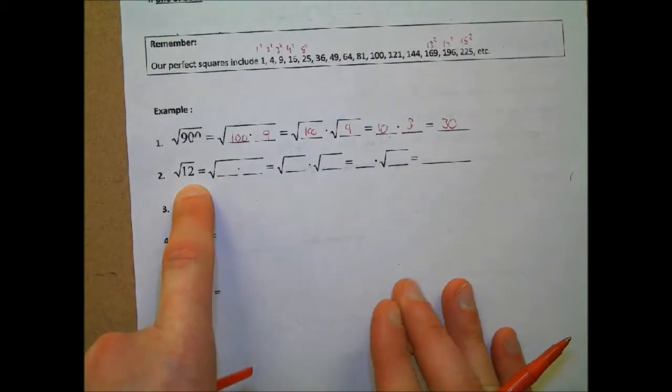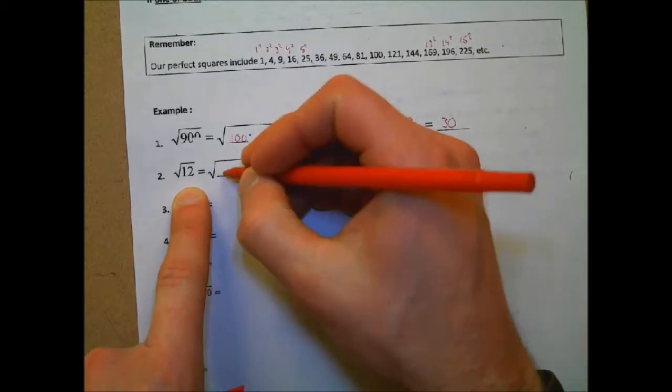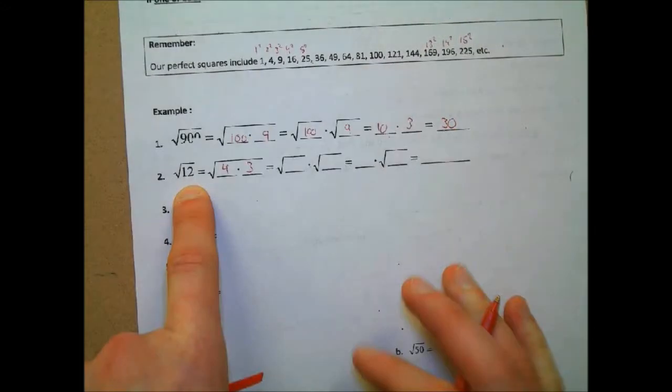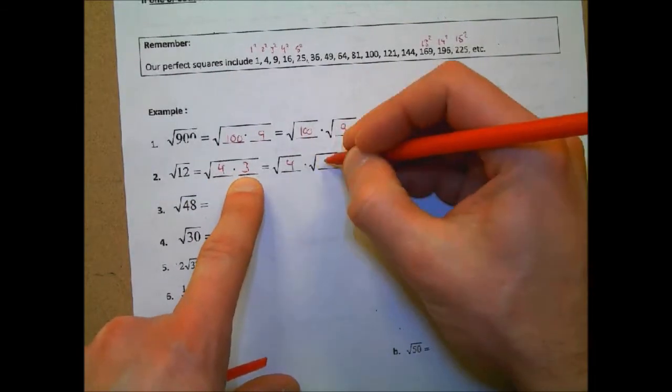4 times what? 3. Yep, 4 and 3. Very good. So we'll break up 12 to be 4 times 3, which then will break up the square root and make it root 4 times root 3.